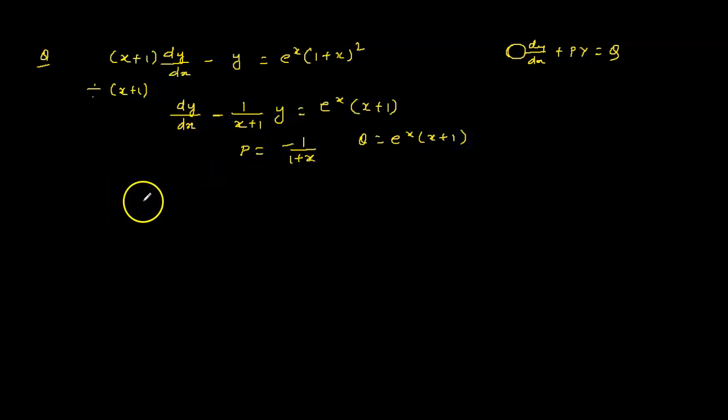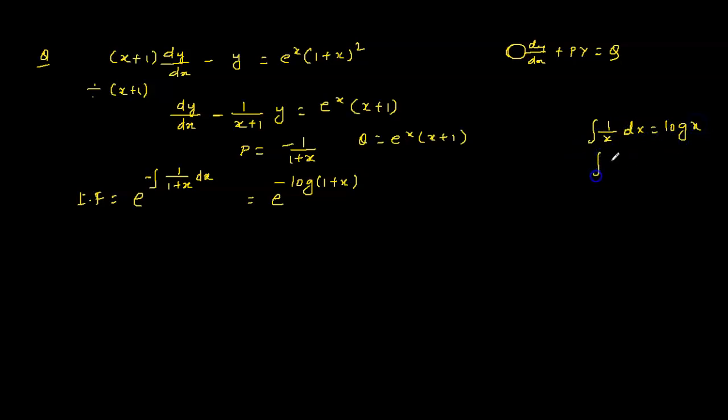So what do we have to find here? First we have to find the integration factor, e to the power of integral of 1 by (1 plus x) dx. This is minus also, okay? So we can write e to the power of minus the integral of 1 by x, and integration of 1 by x is log of x. So it becomes log of 1 plus x. If you don't know, keep in mind that the integration of 1 by x is log of x. Here the integration of 1 by (x plus 1), if you do the substitution, you will get log of (x plus 1).